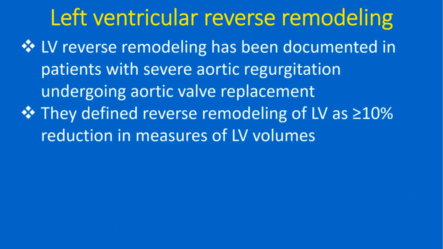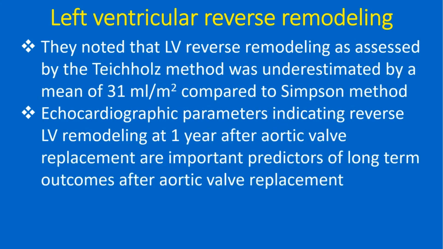LV reverse remodeling has been documented in patients with severe aortic regurgitation undergoing aortic valve replacement. They defined reverse remodeling of LV as more than or equal to 10% reduction in measures of LV volumes. They noted that LV reverse remodeling as assessed by the Teichholz method was underestimated by a mean of 31 ml per meter squared compared to the Simpson method. Echocardiographic parameters indicating reverse LV remodeling at 1 year after aortic valve replacement are important predictors of long-term outcomes after aortic valve replacement.